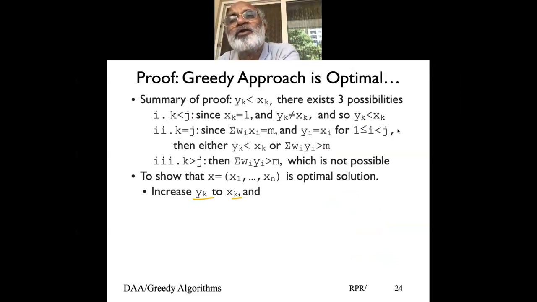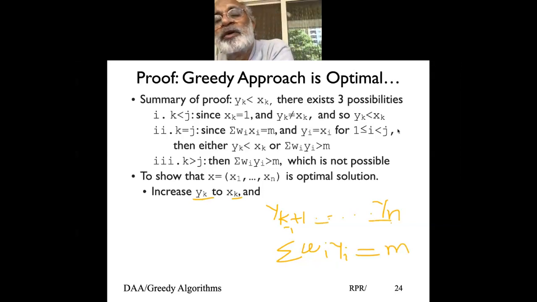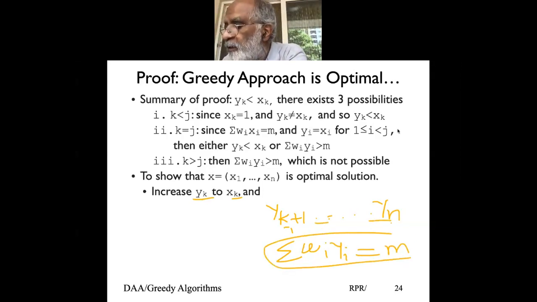That means in an optimal solution, I'm increasing the amount of kth index, because if I'm increasing yk, this will exceed m. So for remaining items, yk plus 1 to yn, I need to reduce their values, because total sigma wi yi has to be m. This cannot increase. So if I'm increasing yk, this value has to be decreased accordingly, so that I maintain this, my lemma. So how do I proceed?